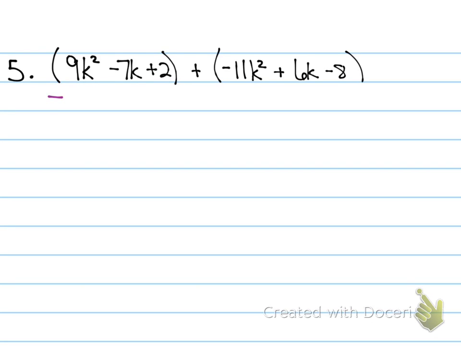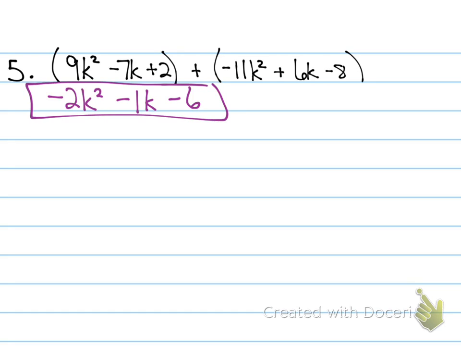All right, moving on. We're going to add this set of polynomials. Add these polynomials together. All right, so when we simplify 9k squared minus 11k squared, we get negative 2k squared minus 1k. Do we need the 1? No. Minus 6. Who got it right?